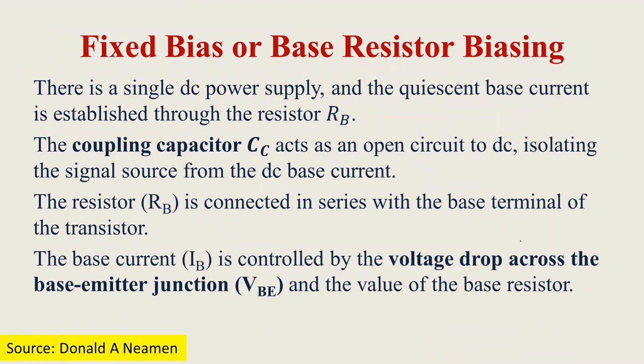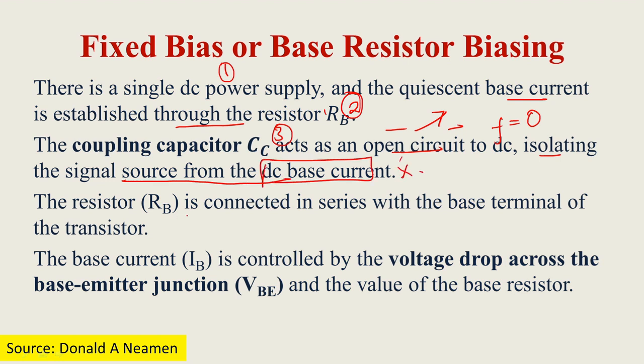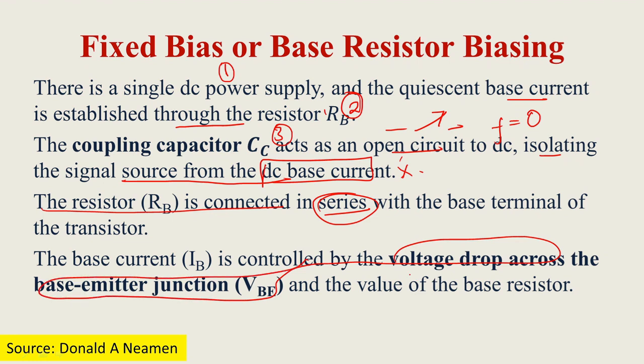The same points are given here. First point, you can see a single DC power supply. The base current is established through the resistor RB, and the coupling capacitor acts as an open circuit when frequency is 0. That isolates the signal source from the DC base current. The RB is connected in series. The base current is controlled by the voltage drop across the base emitter voltage. That's it.